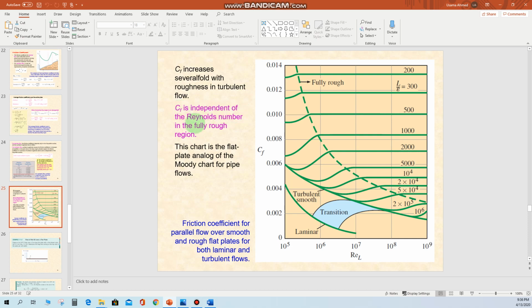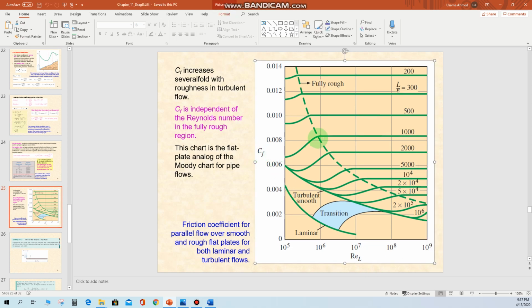The coefficient of friction is independent of the Reynolds number in the fully rough region. This dotted line represents the fully rough region, and after that region the value for the coefficient of friction becomes flat. What does it mean here? In the fully rough turbulent flow regime, the coefficient of friction will not be a function of the Reynolds number; it will become a function of relative roughness. So if the roughness increases, the coefficient of friction increases, but there is no change in the coefficient of friction with respect to the Reynolds number. The Reynolds number is increasing and the coefficient of friction just becomes straight.